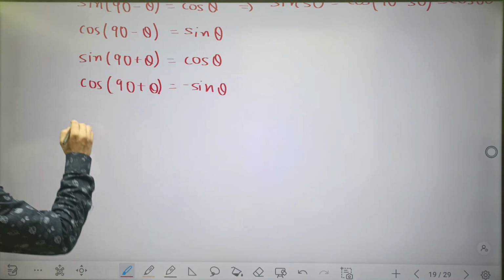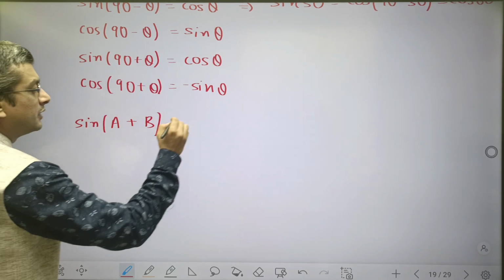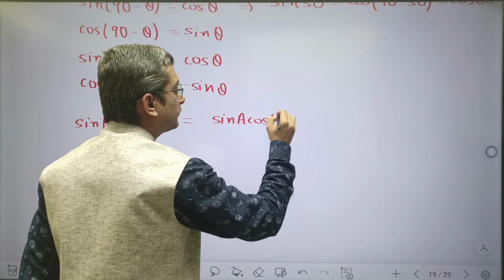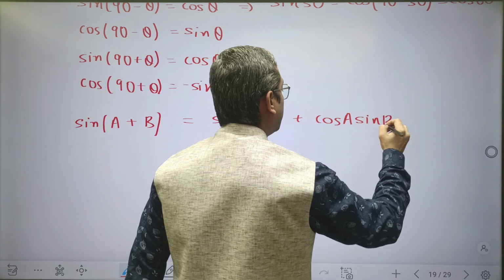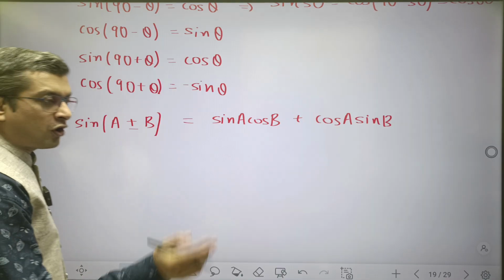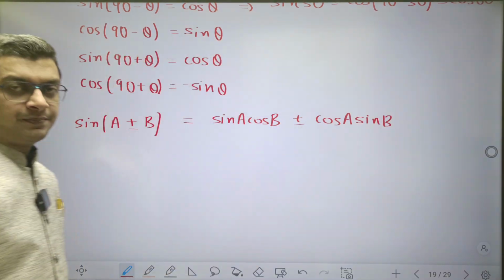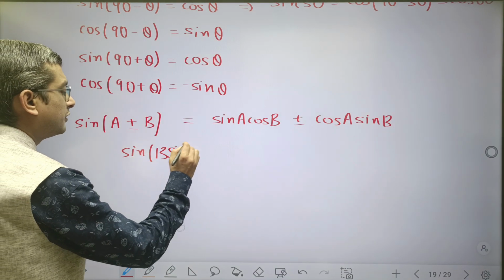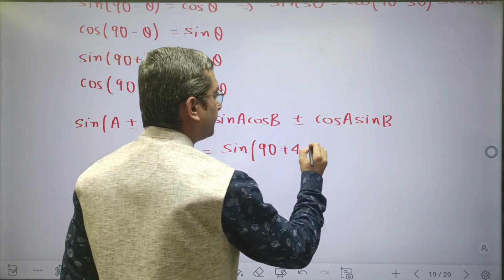Now let's have a look at some more formulae. For example, sine A plus B is equal to sine A cos B plus cos A sine B. Now if I put minus here, sine A minus B, then the formula gets converted into sine A cos B minus cos A sine B. Example is, suppose you have to find sine 135 degree. So you can write this as sine 90 plus 45.